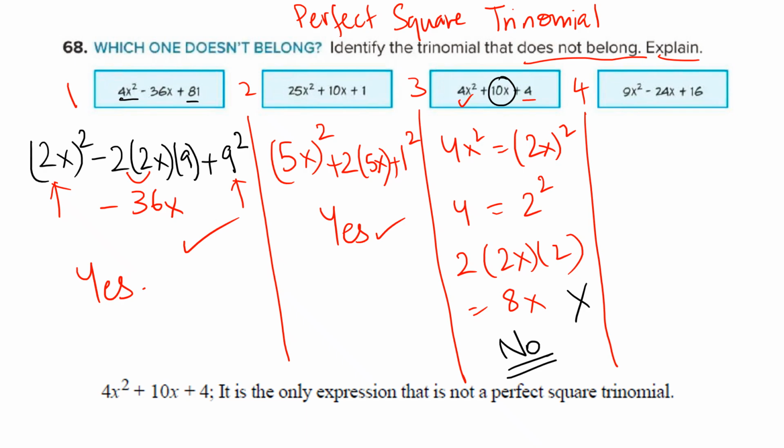Till now, it feels like 4x square plus 10x plus 4 is the odd one out. It is the only expression that is not a perfect square trinomial. But before that, let's check the last.